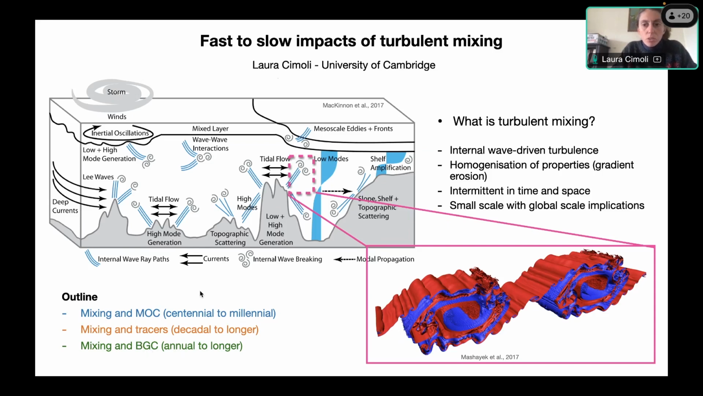And I hope you can see my cursors because I'll point to things. You can also just nod in the room. I guess I can see you if that's the case.